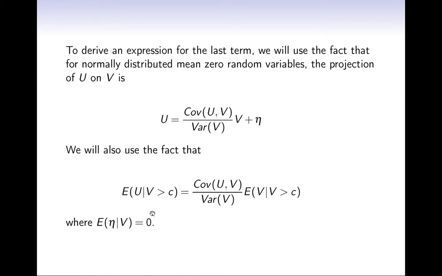Okay, and we can use this formula here. I mean, actually, we don't need this one. So E of U given V greater than C. So V is truncated from below. Okay, this is the expression. And if everything is standardized, then the variance of V is going to be 1.